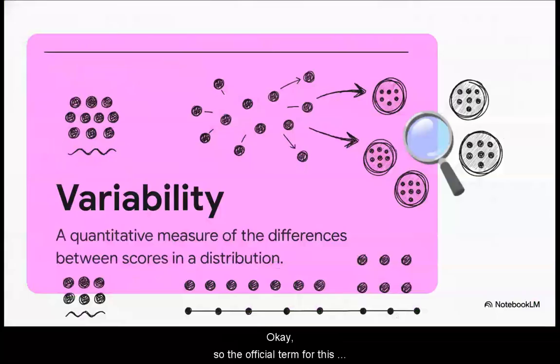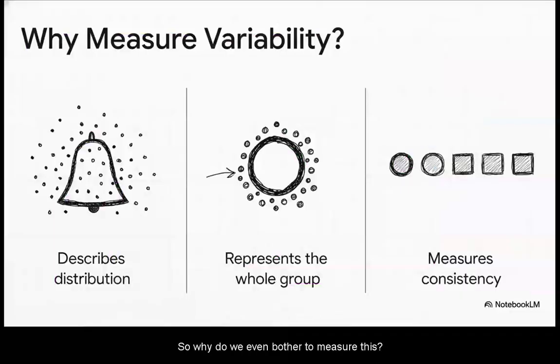Okay, so the official term for this spread we keep talking about is variability. It's really just a single quantitative number that tells you how scattered or how clustered your data is. I mean, if every single score was identical, you'd have zero variability. But if your scores are all over the map, well, then your variability is really high. So why do we even bother to measure this? Well, it does a couple of really crucial jobs for us.